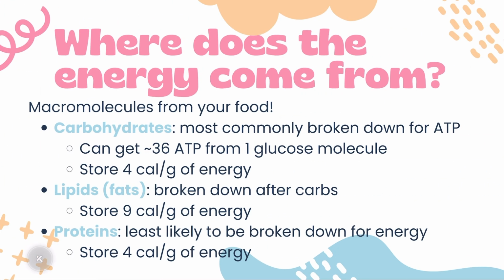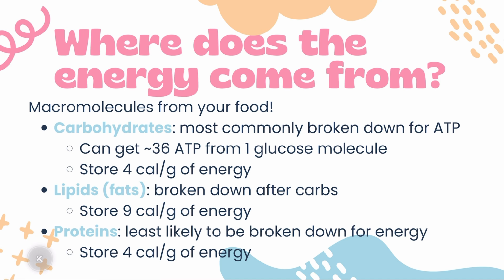But where does that energy come from? Like we said, it comes from the macromolecules in your food. Remember, you get energy from carbohydrates, lipids, which are fats, and proteins. Carbohydrates are the most commonly broken down for ATP. If you remember, they're used first for energy. I can get up to around 36 ATP from a single glucose molecule that I consume. And if you remember, carbohydrates store 4 calories per gram of energy.